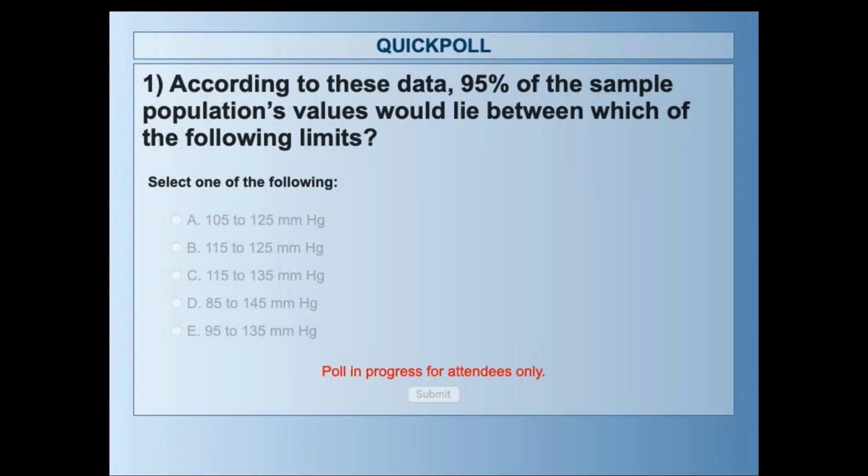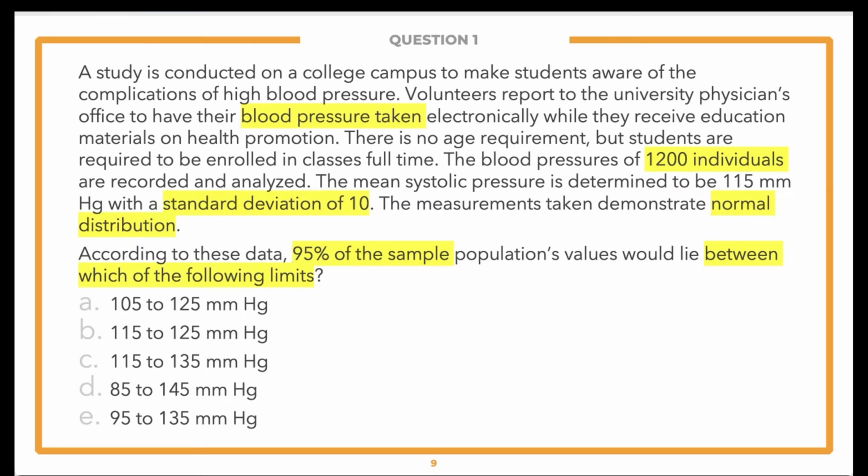Okay, everybody. So we have launched the poll. Once again, based on what you were seeing there, 95% of the sample population's values would lie between which of the following limits?